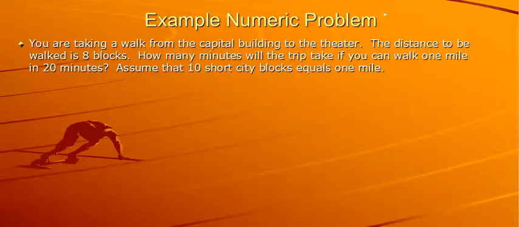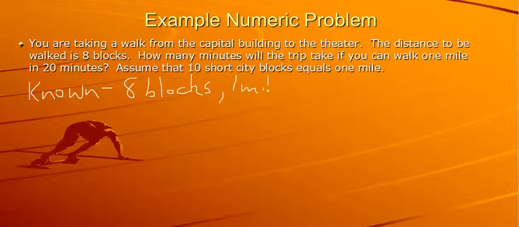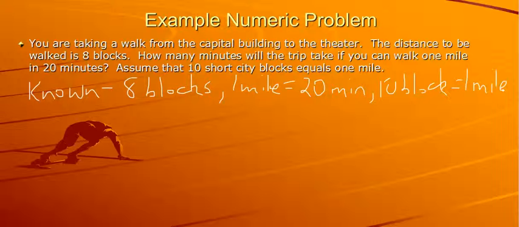This first example, we're taking a walk. Distance to be walked is 8 blocks. So I'm going to label some knowns and unknowns here. We want to walk 8 blocks. We're looking for the number of minutes, and we can walk 1 mile in 20 minutes. 1 mile is equal to 20 minutes. That's a conversion factor for us. And then finally, 10 blocks equals 1 mile. Notice I'm writing units. We need to incorporate units into all these problems. So that's what we know.